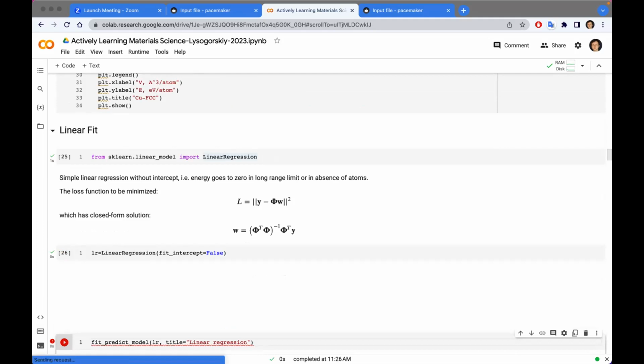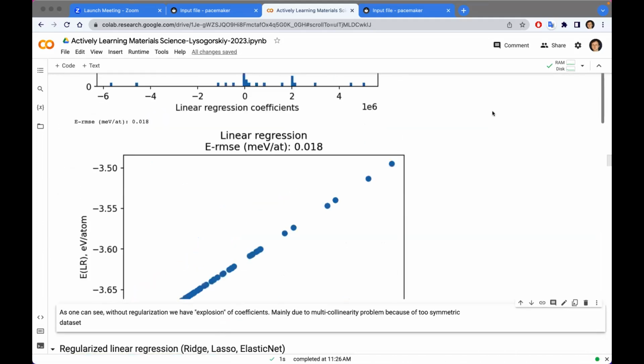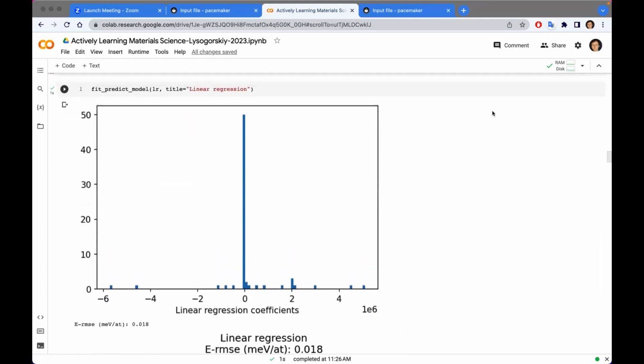I fit them, or I create the model and I call fit predict. So first we will take a look at the histogram of linear regression coefficients and take a look at the scale, 1 million. The non-regularized fit for this small data set with such a number of functions is overfitted. That's why we have such big coefficients.